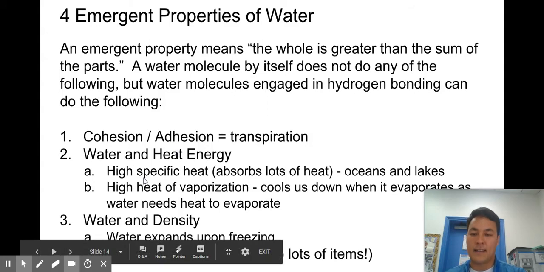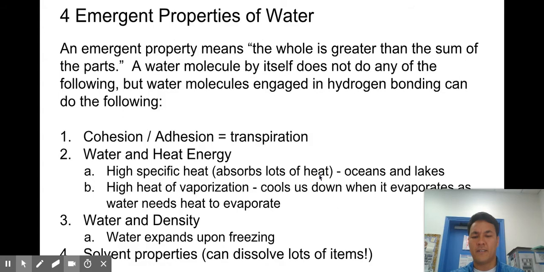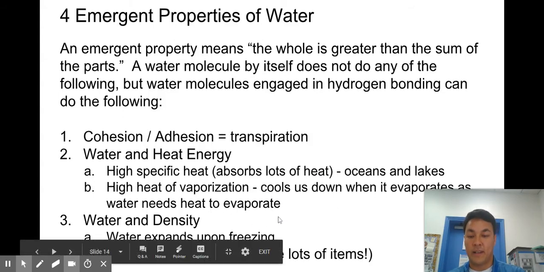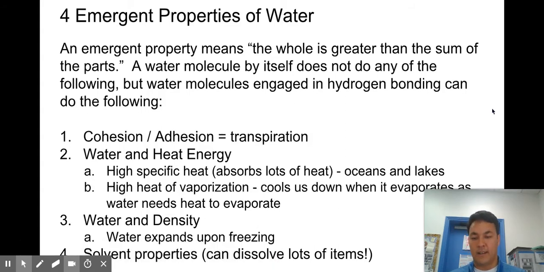All right. It has a high specific heat. So in this, we talked a lot about cars and radiators. Why do you put water in a radiator? Why do we sweat? It helps to cool us down. Water in density, it's one of the only solids that's less dense than its liquid state. So once it freezes, it's going to freeze from the top of a lake down, because ice floats, because it's less dense. And water is called the universal solvent. It can dissolve lots of things. It can't dissolve everything, but it can dissolve lots of items.